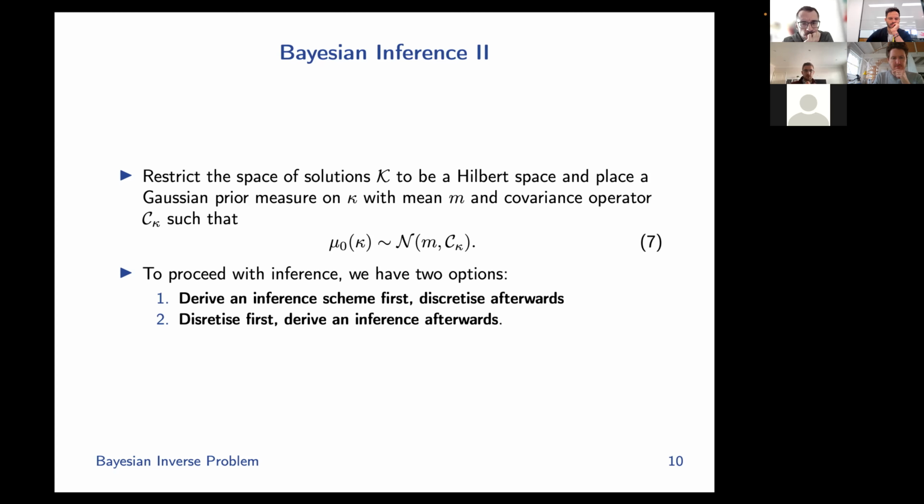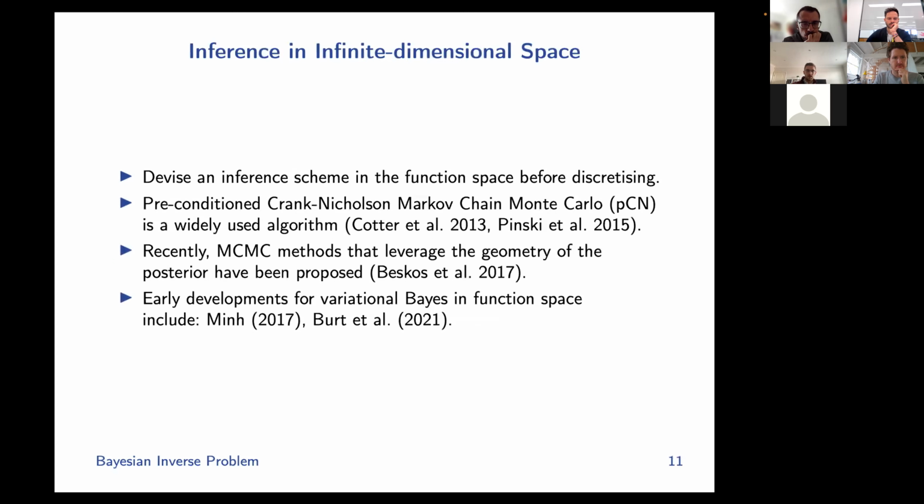So first, we can derive the inference procedure, not implementation, on the infinite dimensional space, and then we discretize when we implement the scheme. Or we can follow the approach of discretizing first and then deriving the inference afterwards. This is more just a set of references that people can have a look at.